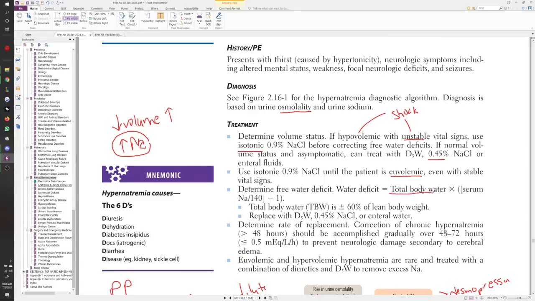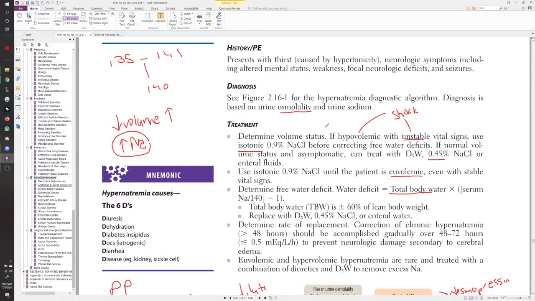That gives you the total body water, and then you multiply that with the ratio of their serum sodium divided by 140. So remember, normal sodium goes from 135 to 145, 140 is right in the middle. So this is not a new number. Normal sodium goes from 135 to 145, 140 is right in the middle. That's the 140 that's over here, and their serum sodium may be something else.